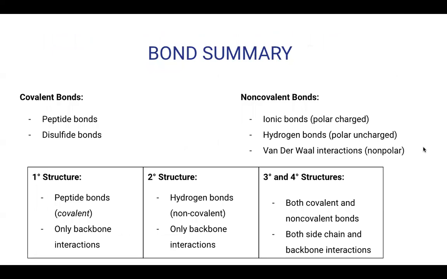And this is another bond summary for each structure. For primary structure, we only have covalent bonds, peptide bonds, which are covalent. And for secondary, we have hydrogen bonds, but only between backbone atoms. It doesn't involve the R groups. And for tertiary and quaternary structure, we just went over it. It involves both covalent and non-covalent bonds.